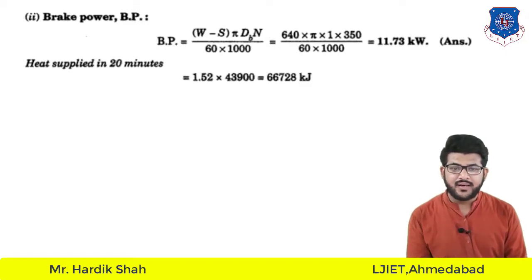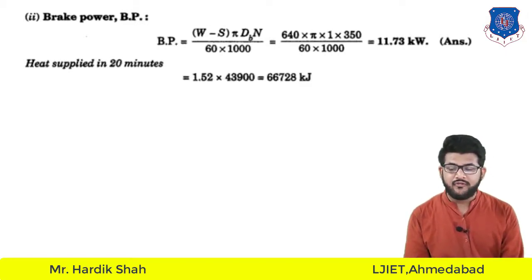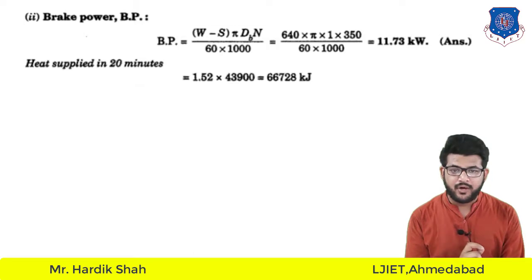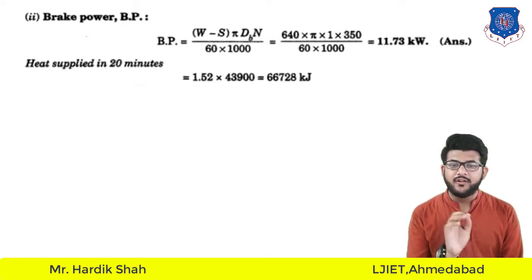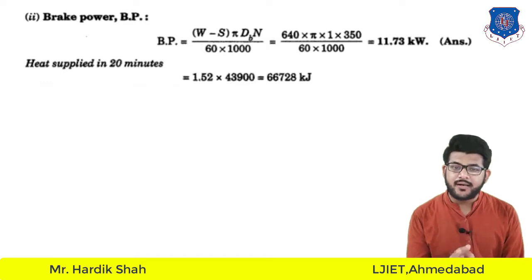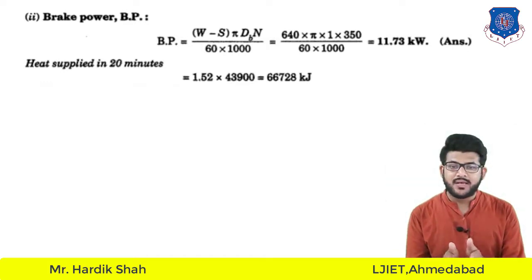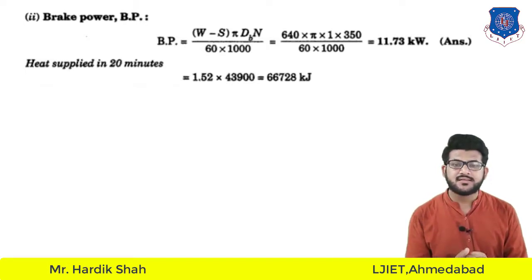We will take the given data, that is 1.52. Now what is this 1.52? We are given the fuel consumption, which means the mass of fuel actually used in 20 minutes to test this engine. The fuel consumption given here is 1.52 kilogram, and the calorific value, CV, is 43900. There is always one formula: MF into CV gives us the actual heat in an engine. Whatever fuel is burnt inside, into CV, gives us the heat generated inside the engine. So it is our main heat, generated due to the fuel, that is 66728 kilojoule.